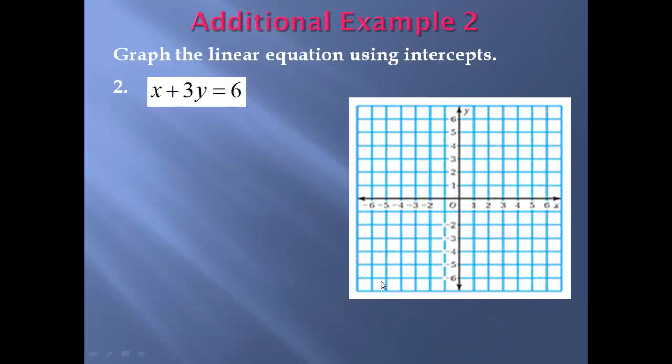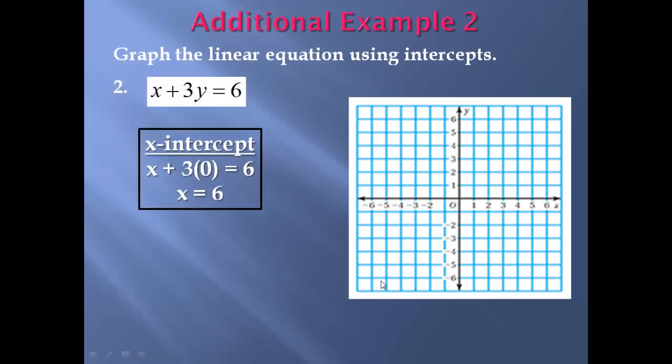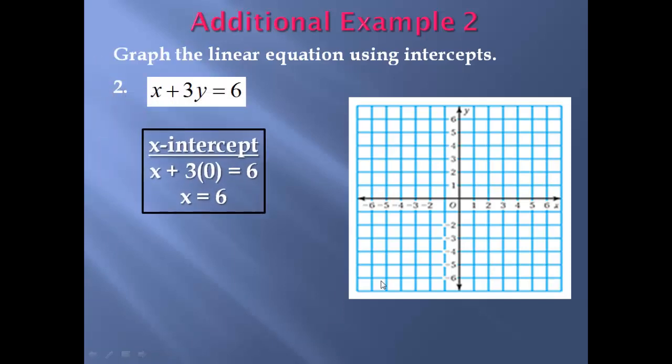Now we have an additional example. You can pause the video and try it on your own, or you may follow along. We're going to graph the linear equation using intercepts. My equation is x plus 3y equals 6. First, we're going to find the x-intercept. To find the x-intercept, we're going to put in 0 for y. So I have x plus 3 times 0 equals 6. 3 times 0 is 0, so I'm left with x equals 6.